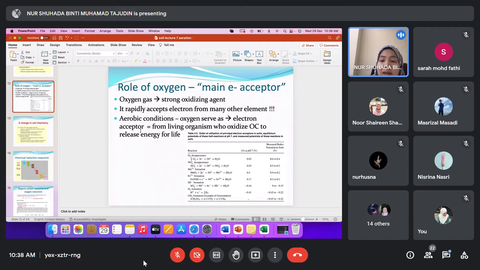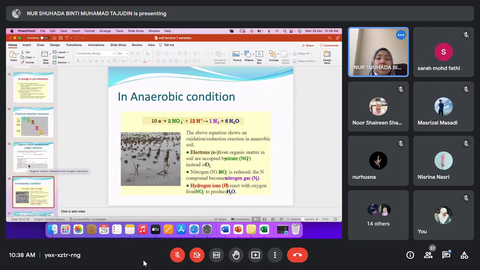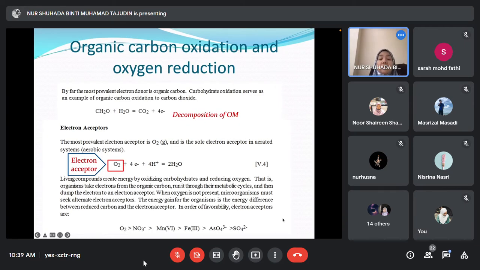So I just put the part at the bottom here so that you can have a look at how it changed. But the idea is what I explained on this graph. Organic carbon oxidation and oxygen reactions. The process of decomposition of organic carbon also uses oxygen. By far the most prevalent electron donor is organic carbon. So the process of decomposition actually uses too much oxygen.